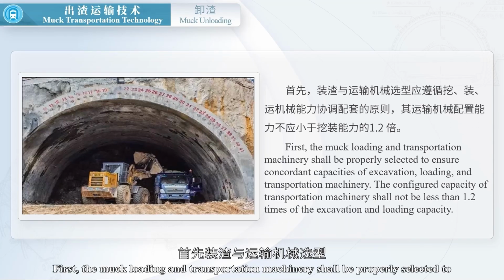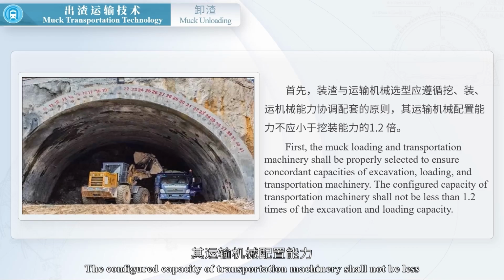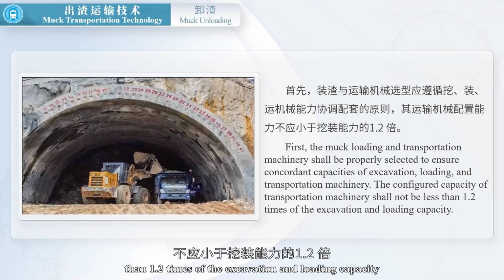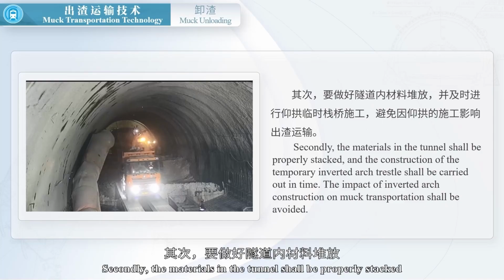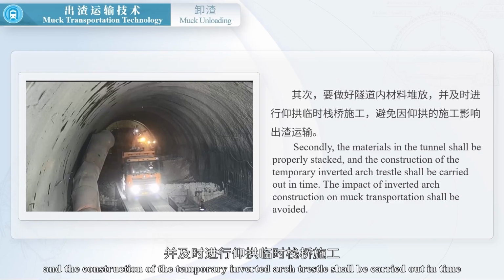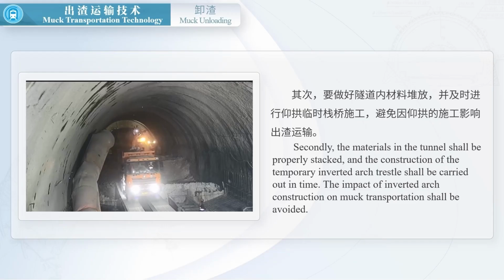First, the muck loading and transportation machinery shall be properly selected to ensure concordant capacities of excavation, loading, and transportation machinery. The configured capacity of transportation machinery shall not be less than 1.2 times of the excavation and loading capacity. Secondly, the materials in the tunnel shall be properly stacked, and the construction of the temporary inverted arch trestle shall be carried out in time. The impact of inverted arch construction on muck transportation shall be avoided.